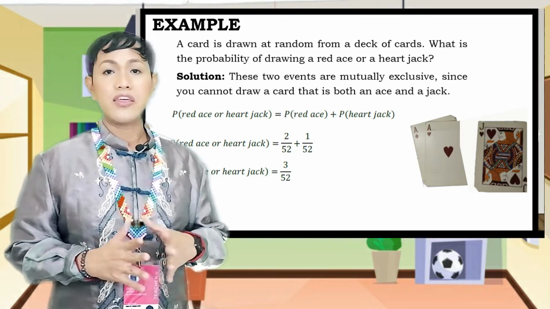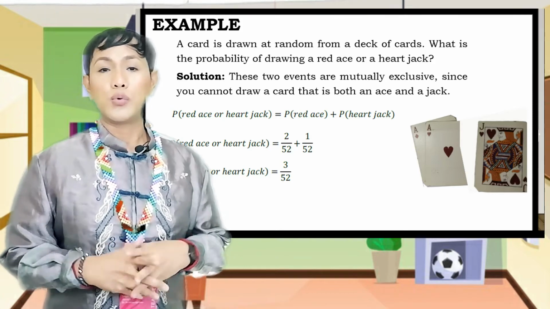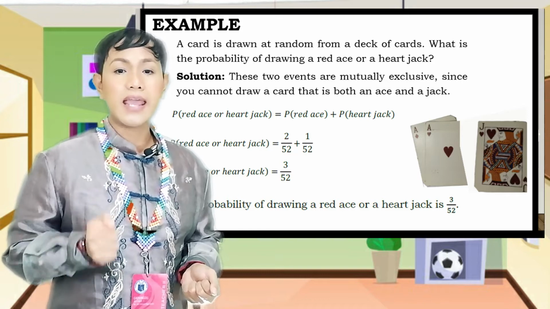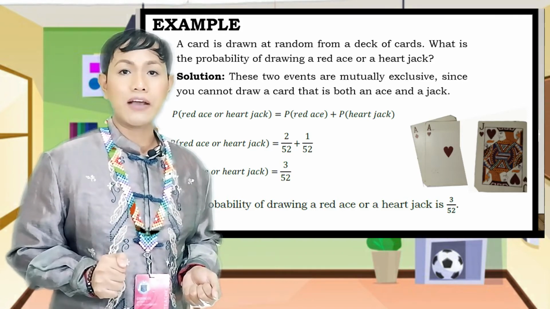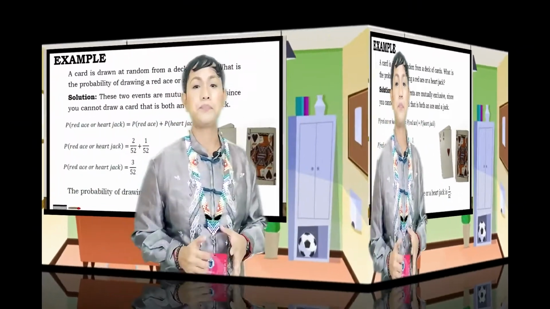This fraction can no longer be reduced to its lowest term. So we say therefore that the probability of drawing a red ace or a heart jack for that matter is equal to 3/52.